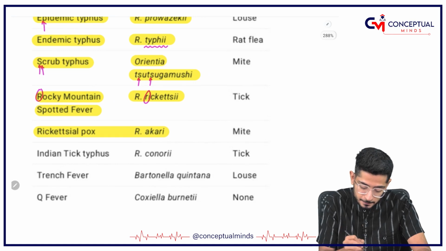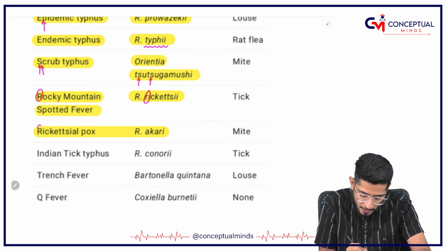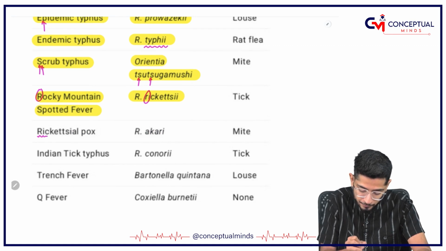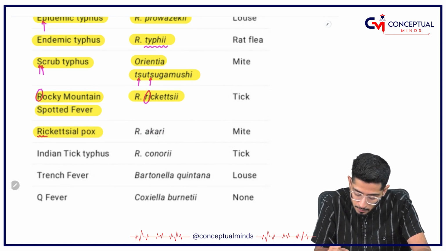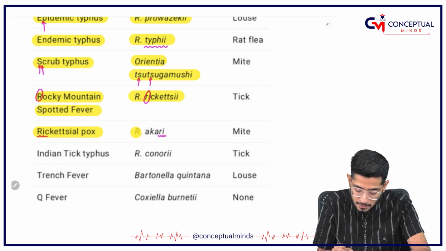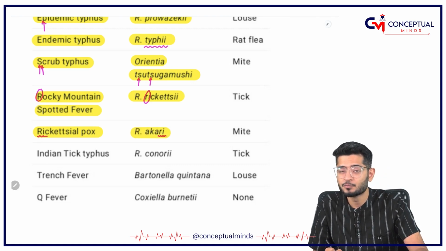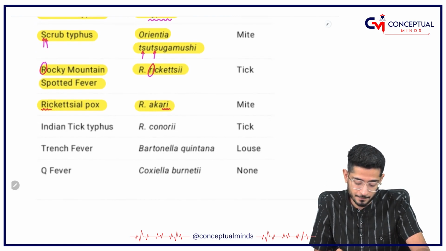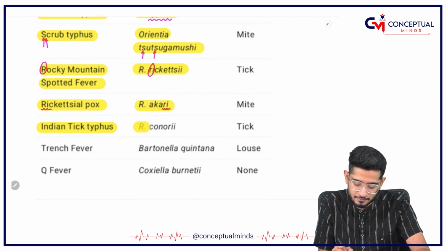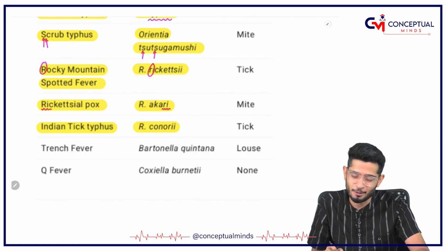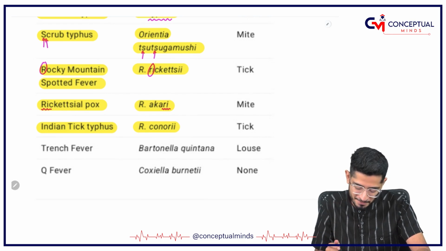Rickettsialpox is caused by Rickettsia akari. Now see here, this also has R, but R is not alone, it is Ri. That is why it is caused by Rickettsia akari, which itself has R and I. India, in love with Corona, Rickettsia conorii, just to remember.